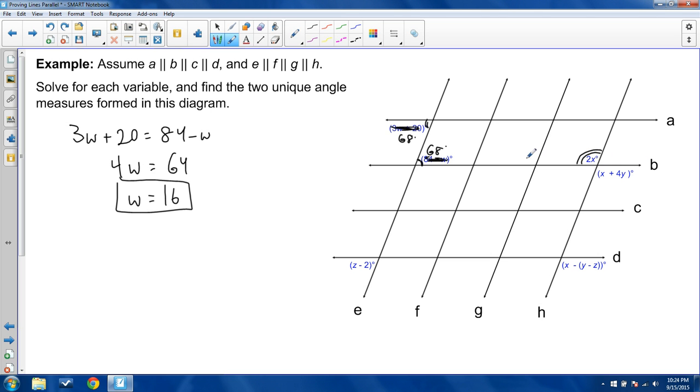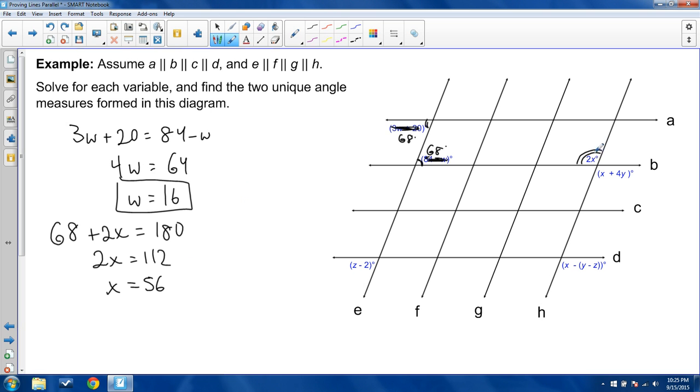Because if B is a transversal, then E and H are the parallel lines, then here are your same side interior angles. And those are supplementary, which means if I add 68 with 2x, I'm going to get 180. If I subtract 68, I'm going to get 2x equals 112. And if I divide by 2, I'm going to get x equals 56. So that's a way to solve for x. Okay.